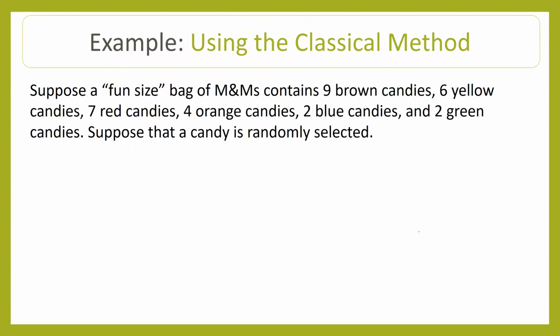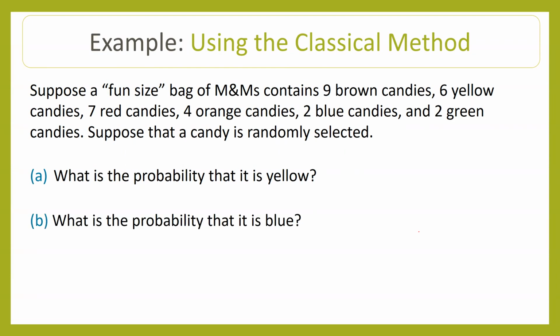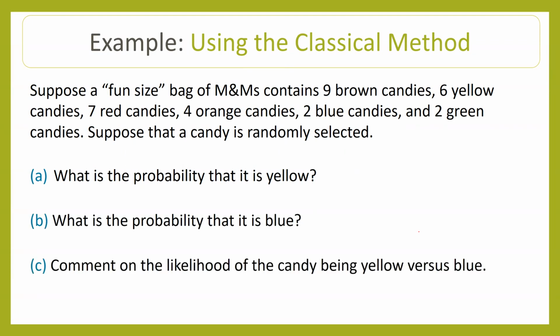Now let's look into an example. Suppose a fun-sized bag of M&Ms contains 9 brown candies, 6 yellow candies, 7 red candies, 4 orange candies, 2 blue candies, and 2 green candies. Suppose that a candy is randomly selected. What is the probability that it is yellow? What is the probability that it is blue? Comment on the likelihood of the candy being yellow versus blue.